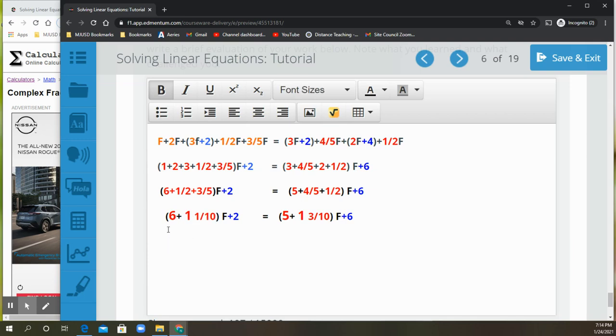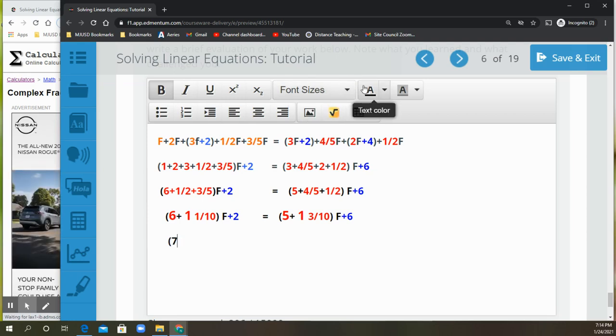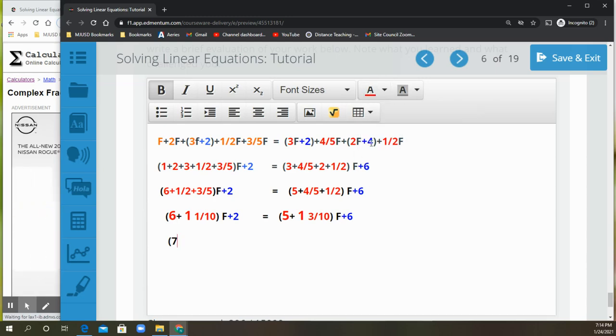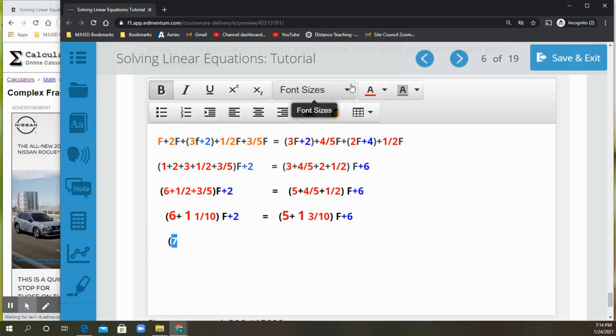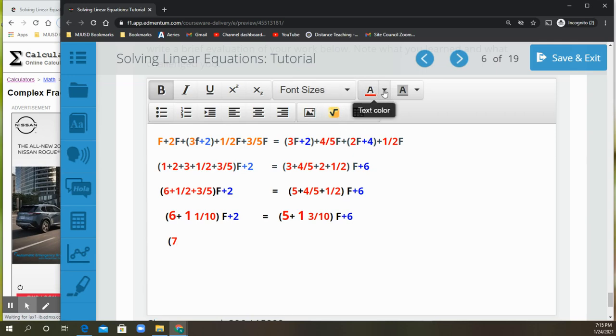We would take that and look at 6 plus 1 is 7, right? And I'm keeping it color coded here. Well, I'm trying to keep it color coded. Plus 1 1/10.